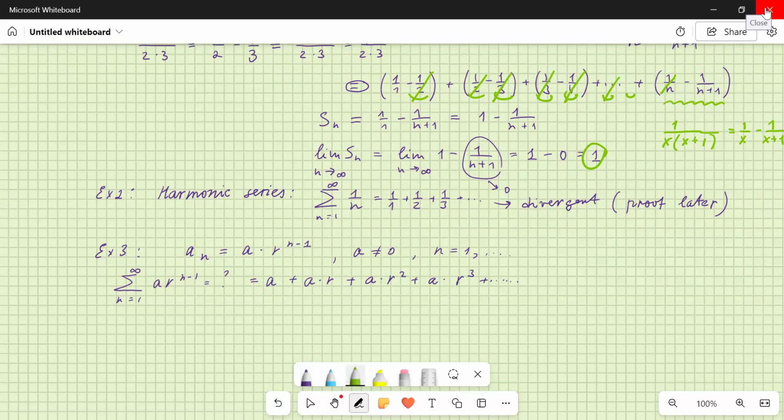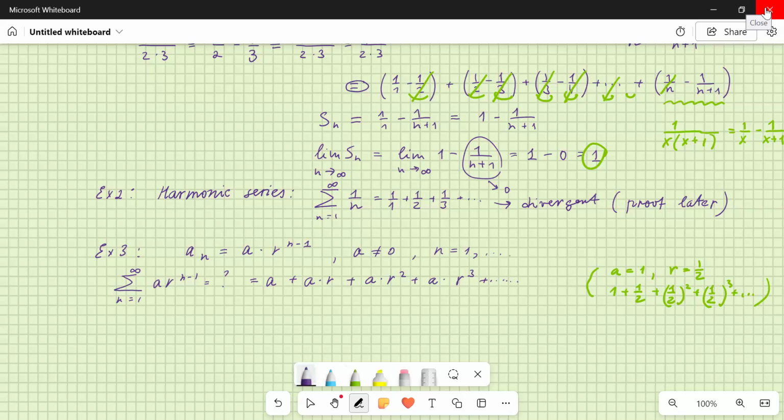Let me give you literally an example. Imagine that a is equal to 1 and r equals 1 over 2. Then you are going to have 1 plus 1 over 2 plus 1 over 2 squared plus 1 over 2 cubed. So that's the sum of a very simple geometric series. But we want to do it in general because I want to prove a formula for this.